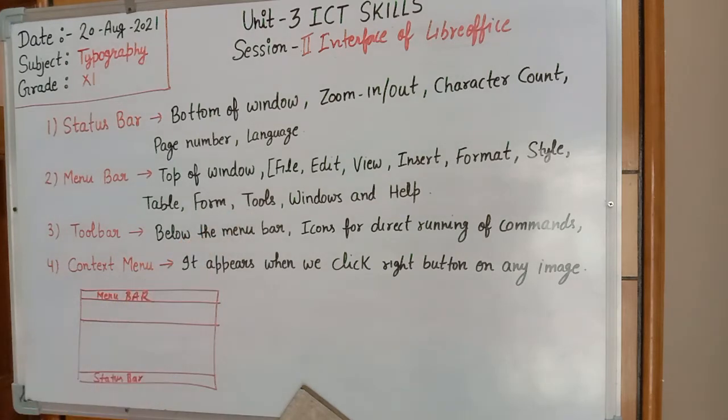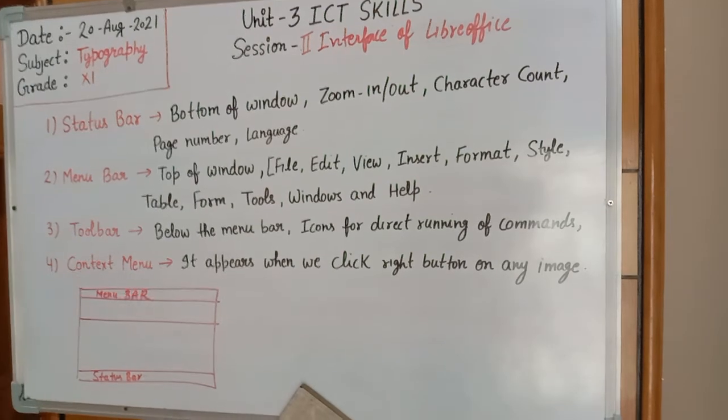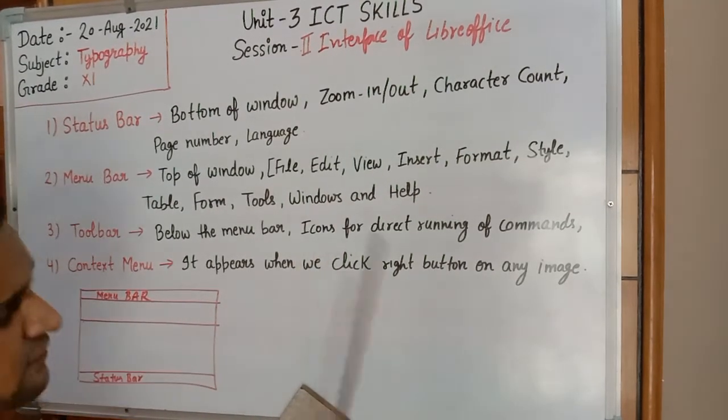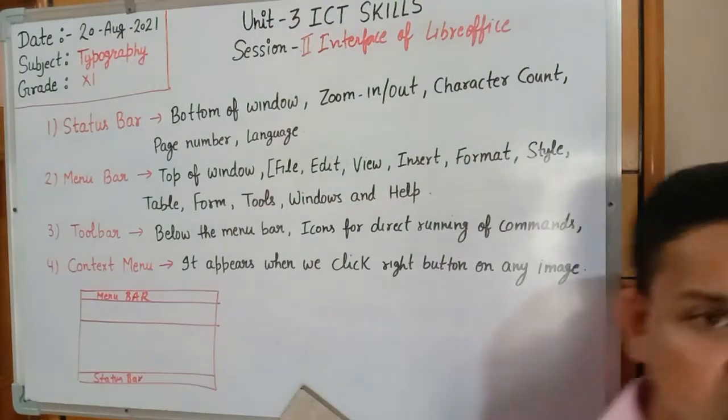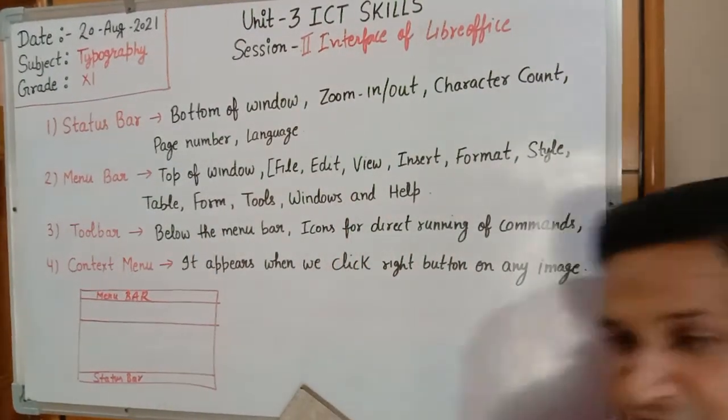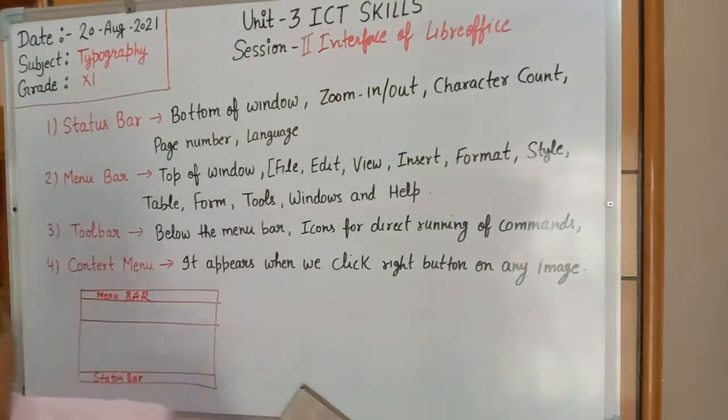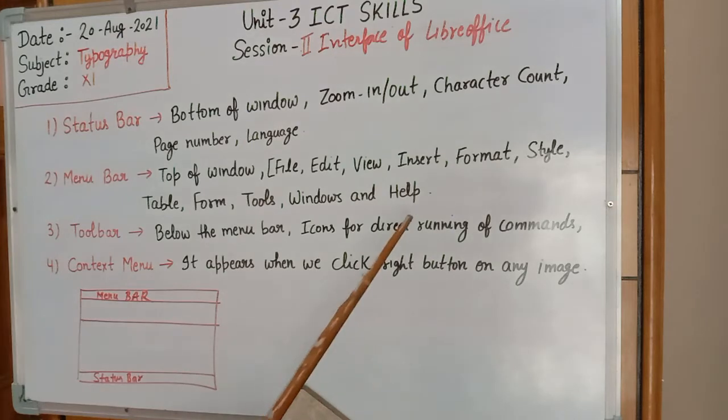Next is tools. Tools contains functions such as spelling and grammatical error checking, mail merge, and macros. And the Windows option lets the user switch to any window by clicking on it. It means if you want to move to another window, or open a new window, the Windows option will work. And for any type of help, if we are not able to properly open the document, the help section will work. So this is about the menu bar.